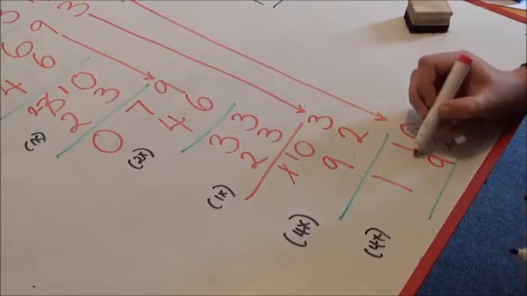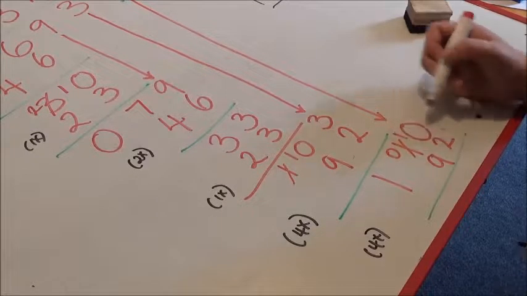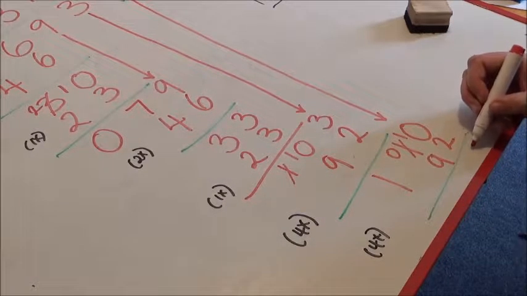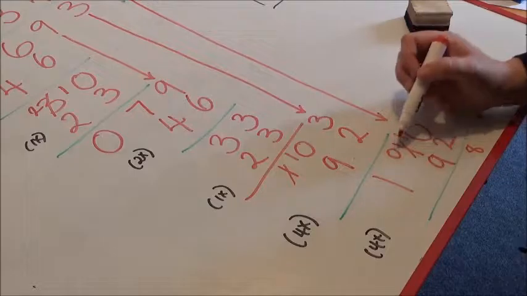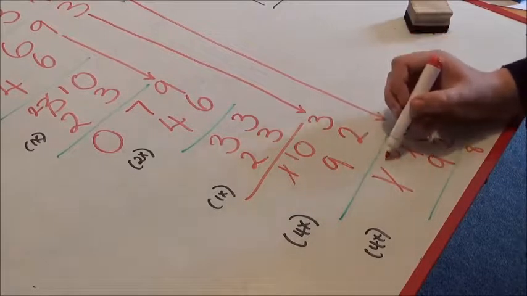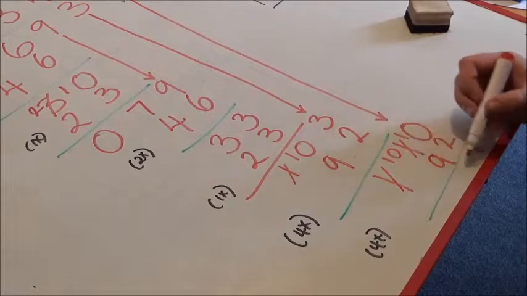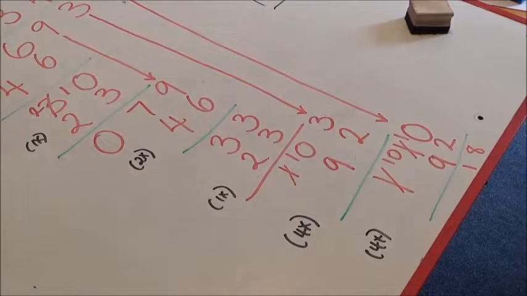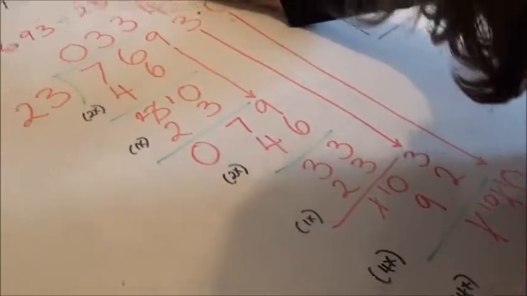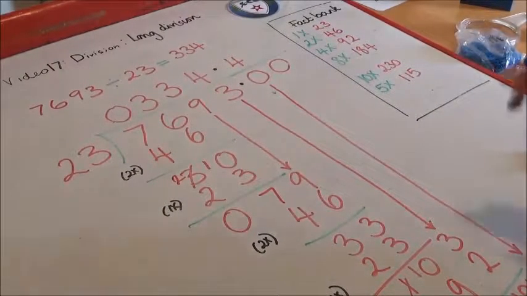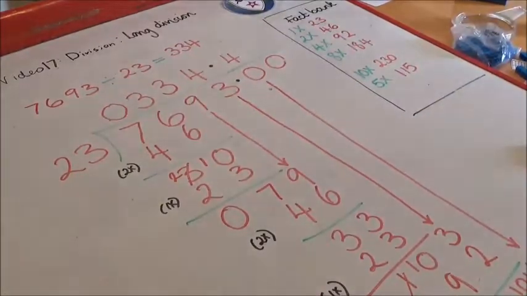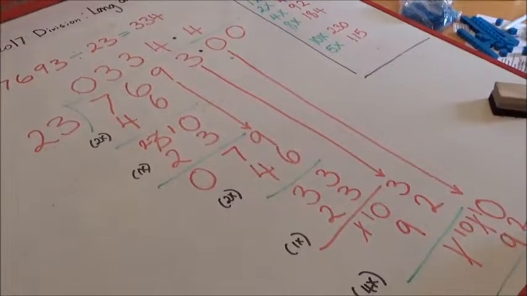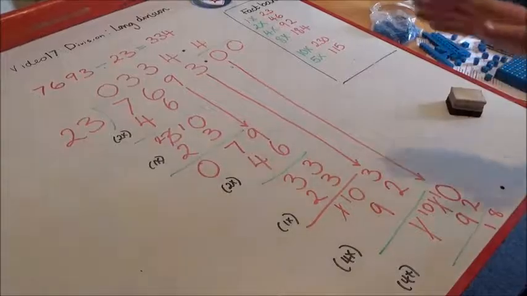0 take away 2, I can't do. 10 take away 2 is 8. 0 take away 9, I can't do. Make that 10. Here I've got 18 left and I used up 4. So I can keep on going down to make my decimals. I've run out of space here, so at the moment I could keep on going, but I'm not going to.